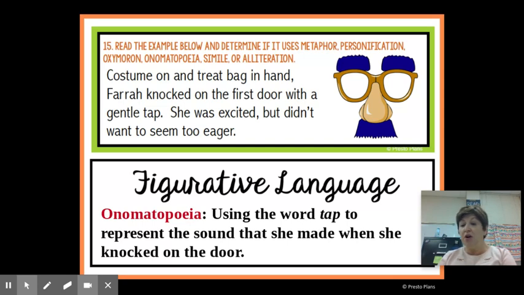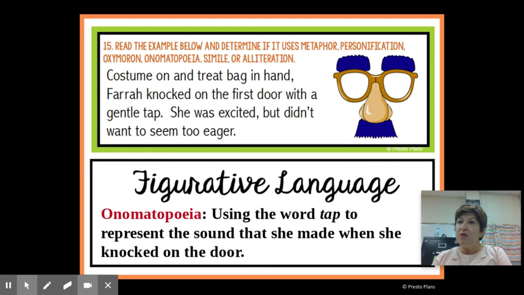Other common examples of onomatopoeia are quack, bam, boom, boo. Those are all examples of onomatopoeia. If you want to look for some really fun examples of onomatopoeia, look up the original Batman TV show on YouTube, and you'll see some examples of onomatopoeia that'll make you laugh.